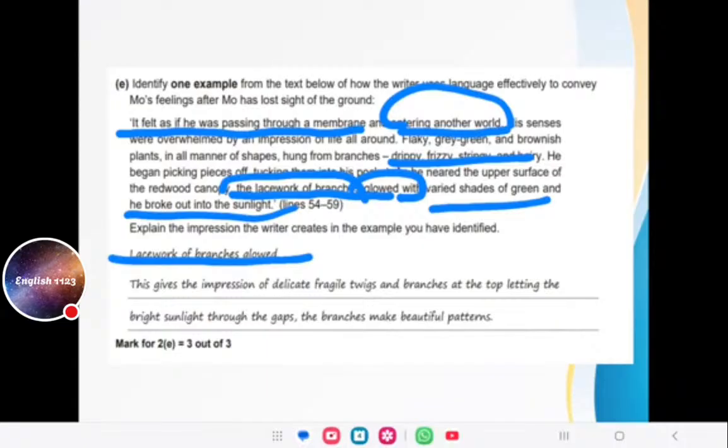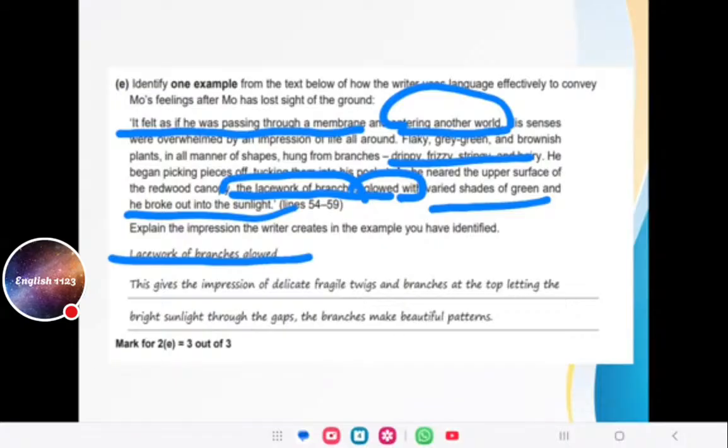Now, lacework of branches. Look at the explanation. This gives the impression of delicate, fragile twigs and branches at the top, letting the bright sunlight through the gaps. The branches make beautiful patterns. So basically, we are just describing this example. We are not talking about the whole story or what's happening there.